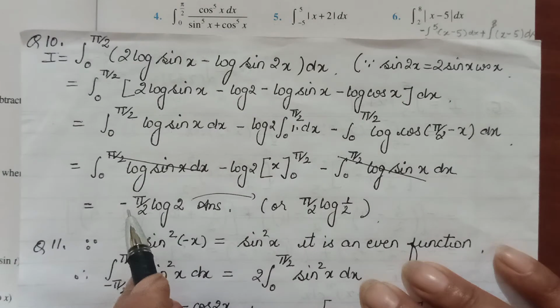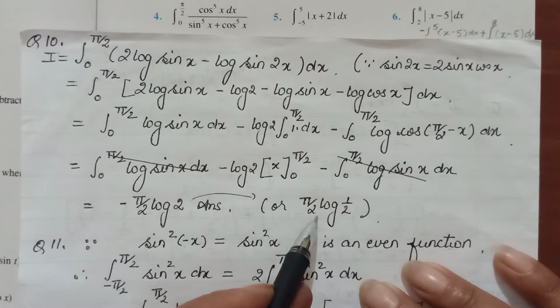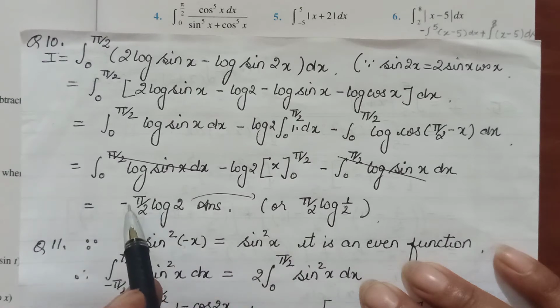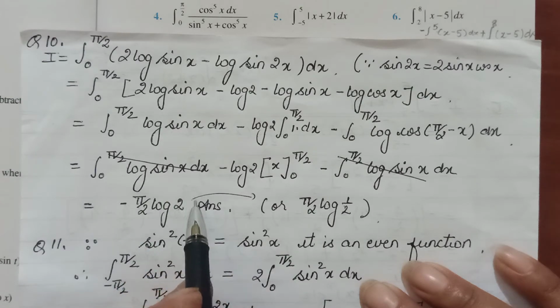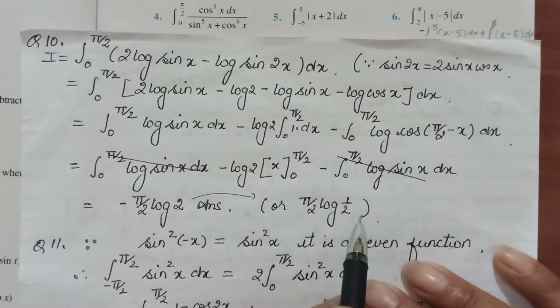Okay, now you can leave this as your answer, but if a proof problem comes, don't get panicked. This minus sign you can write as 2 to the power of minus 1, which can be written as 1 upon 2. So you can present the answer this way also.